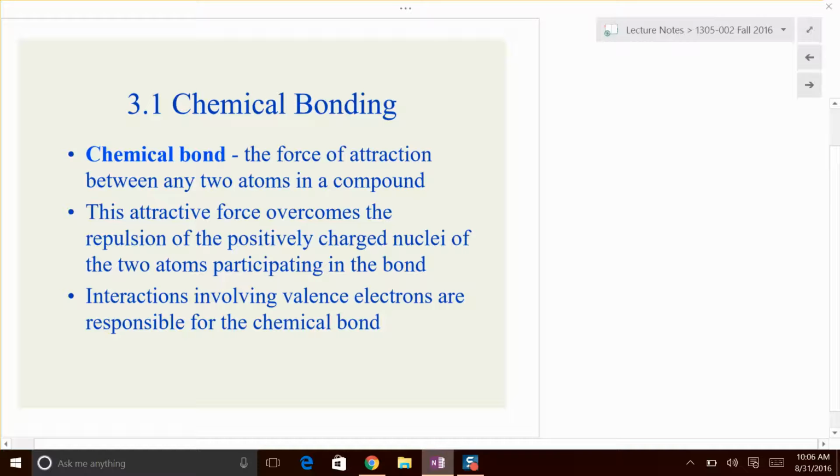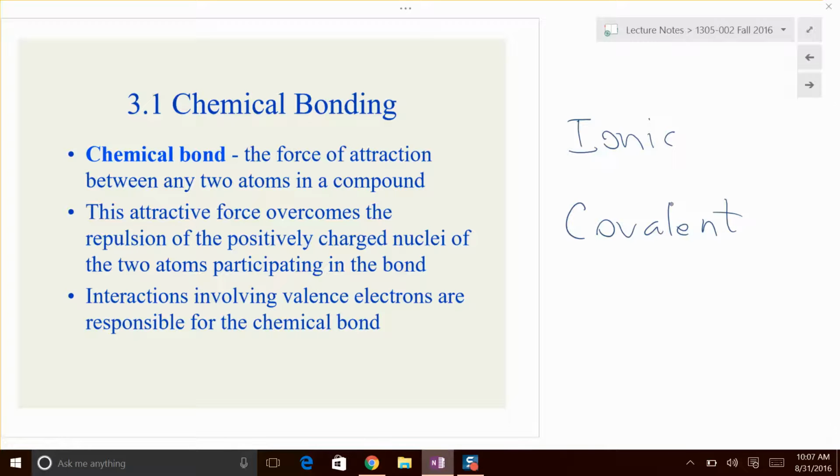First we want to be able to define a chemical bond. And chemical bonds come in two ways. You can have ionic, and you can have covalent bonds. These chemical bonds are the attractive forces that overcome the repulsion of the positively charged nuclei of the two atoms participating. So we have these attractive forces that are bringing molecules together.